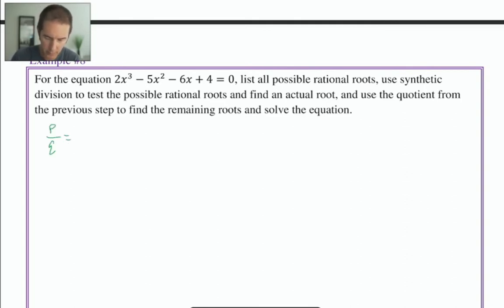That's all the factors of 4, which is 1, 2, and 4. And we'll include the negatives again in a moment. And we're going to be dividing by all the factors of 2, which is the leading coefficient. So that's a 1 and a 2. That helps us generate this list. 1 over 1, 1 over 2, 2 over 1, 2 over 2, 4 over 1, and 4 over 2.